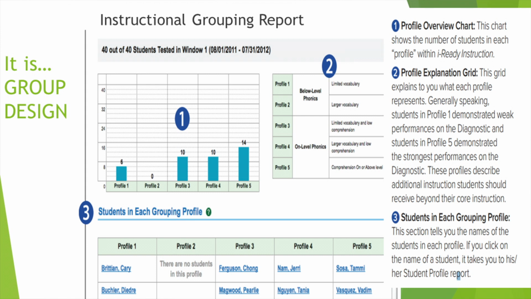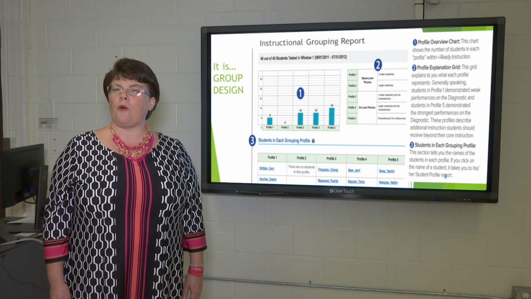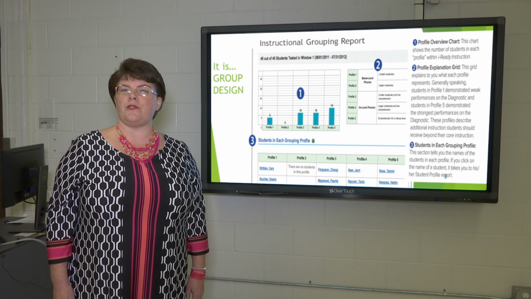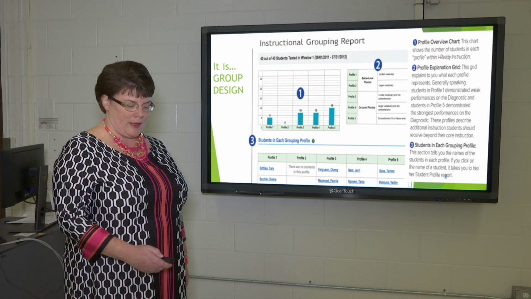The bottom half of this report also indicates our students in each one of those grouping profiles. And when you click on one of the students' names, it moves you to the student profile report, which provides us even more information about that particular student, what they can do, and what the next steps for instruction would be.